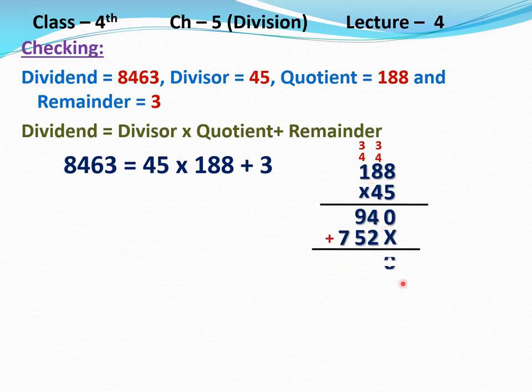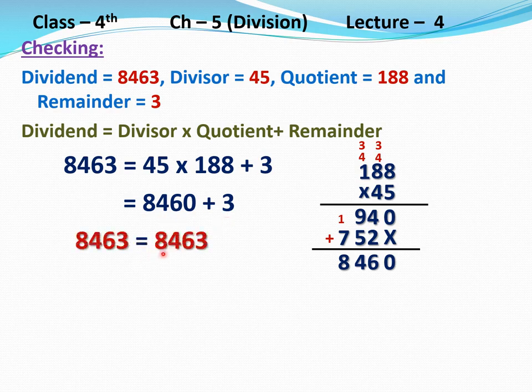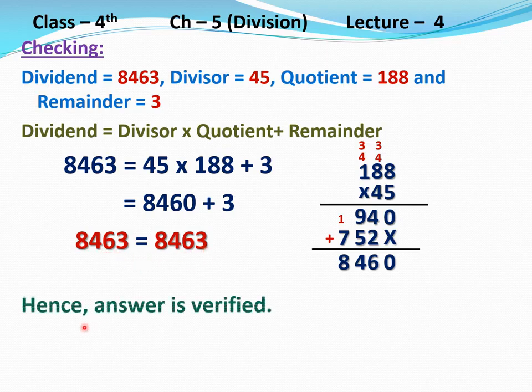And now we will do addition. Write 0 here, 4 plus 2, 6, write 6 here. 9 plus 5, 14, write 4 here and 1 carry. 1 plus 7, 8, write 8 here. 188 multiply 45 equal to 8460. Clear? Write down equal to 8460 plus 3. Now we will do addition. 8460 plus 3, that is equal to 8463. See, left hand side and right hand side both are equal, hence answer is verified.